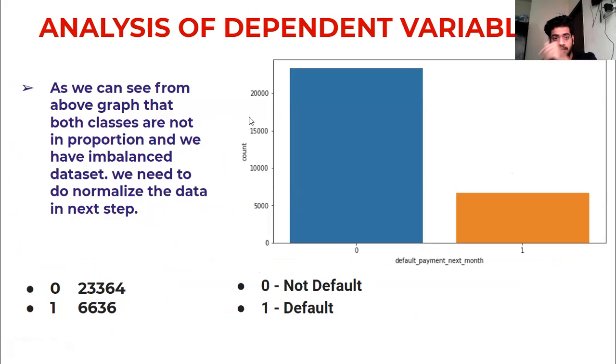Next, we analyze the dependent variable. This bar plot shows the distribution of default payment next month. 0 shows not default, which is 23,364 out of 30,000, and 1 is the default, this orange color bar. This is the default category, and the total amount is 6,636. As we can see from this graph, both classes are not in proportion, and we have an imbalanced data set. We need to normalize the data in our next step.